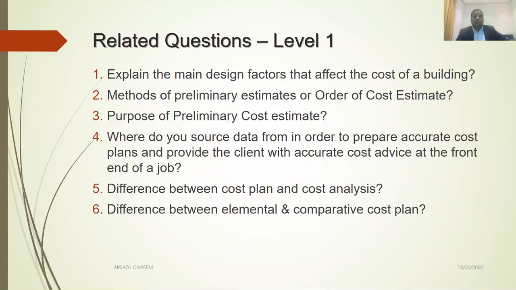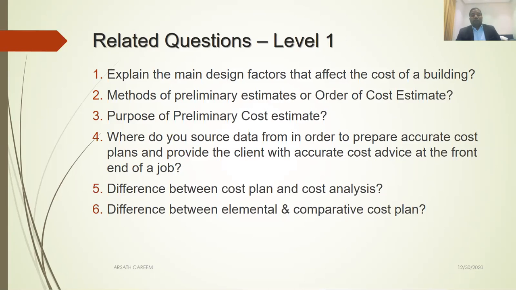So, related questions for level 1. Now we have completed cost planning. They may ask related questions. Level 1 is direct questions, just the theoretical part. Directly they may ask: explain the main design factors that affect the cost of building, preliminary estimates, what are the types, the purpose of an estimate, where do you source data from in order to prepare an accurate cost plan and provide the client with accurate cost advice at the front end of a job, the difference between cost plan and cost analysis, the difference between elemental and comparative cost plan.